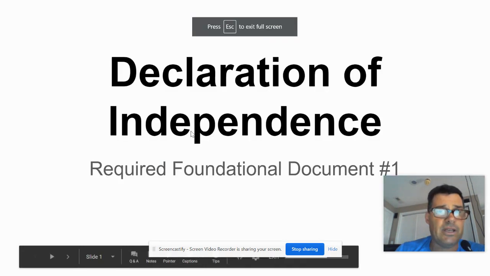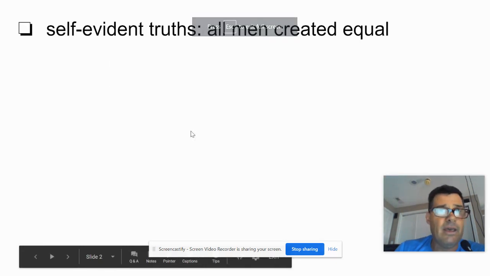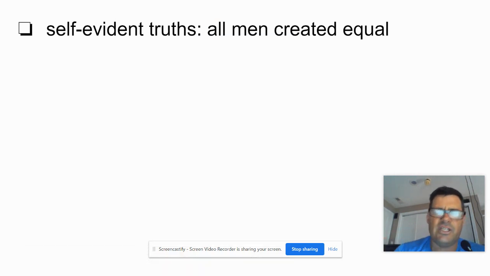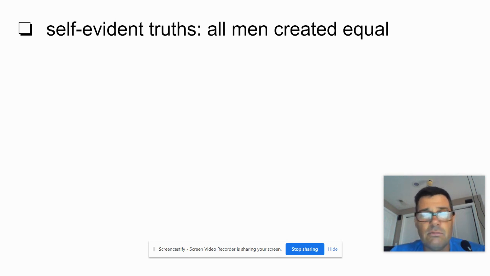All right, so the first point here, Declaration, required document number one, is first off, by the way, the way I have this organized is like an organization that makes sense, how it builds on itself. But first, Jefferson says there are self-evident truths. All men are created equal. Self-evident means it's obvious if you use reason that we're all equal. Like when we're born, none of us are better than the other.